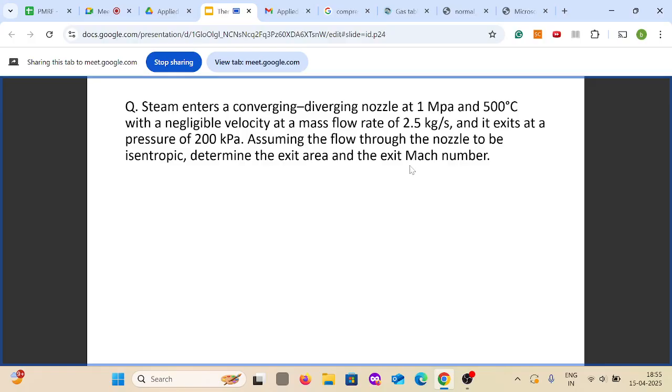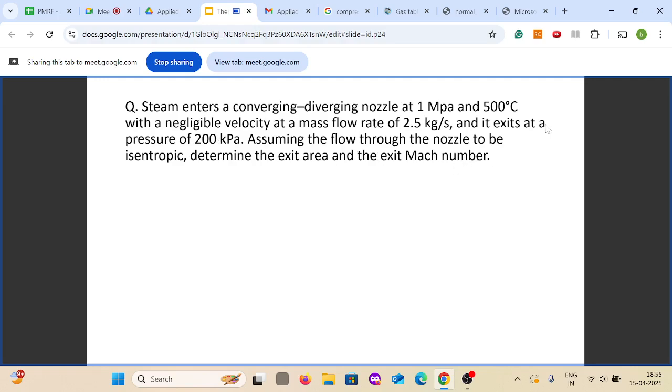So next question, we have steam entering a converging diverging nozzle at 1 megapascal and 500 degrees Celsius with a negligible velocity and a mass flow rate of 2.5 kg per second, and it exits at a pressure of 200 kilopascal. Assuming the flow through the nozzle to be isentropic, determine the exit area and the exit Mach number.